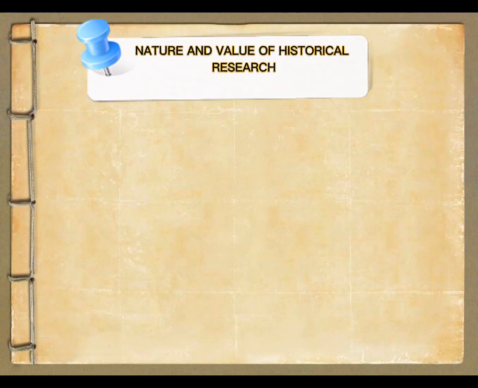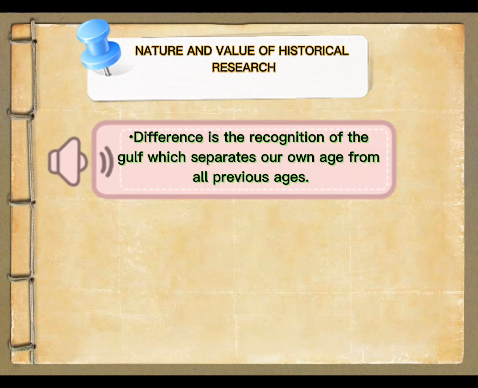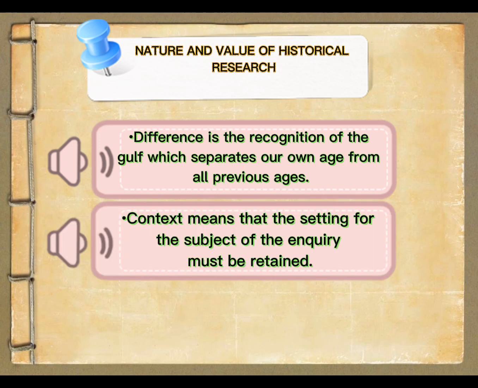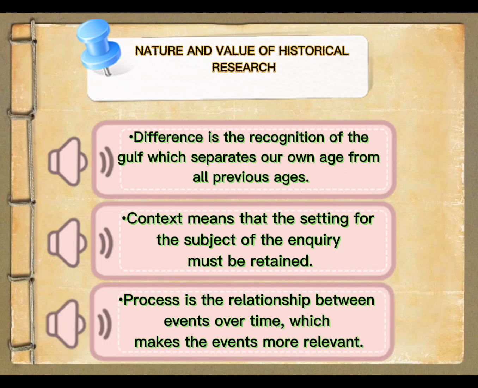Nature and value of historical research. Difference is the recognition of the gulf which separates our own age from all previous ages. Context means that the setting for the subject of the inquiry must be retained. Process is the relationship between events over time, which makes the events more relevant.